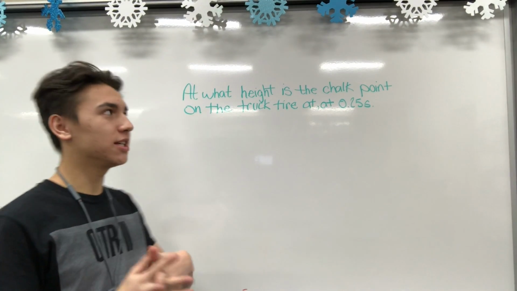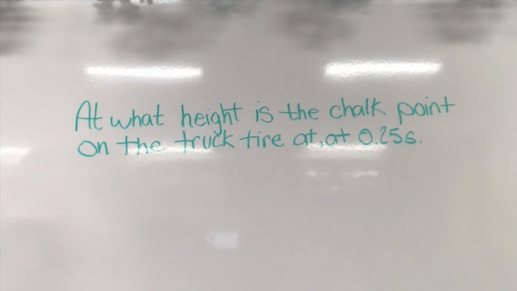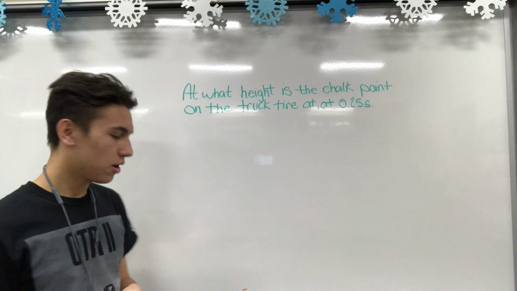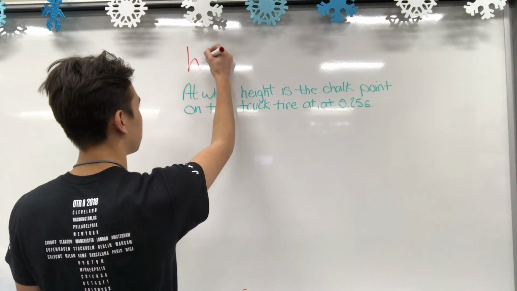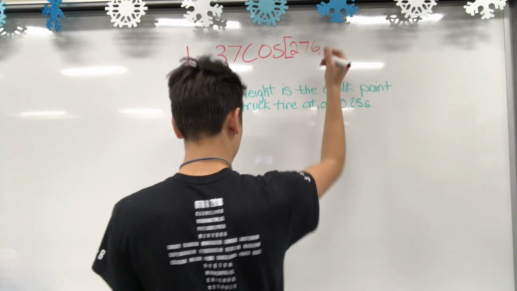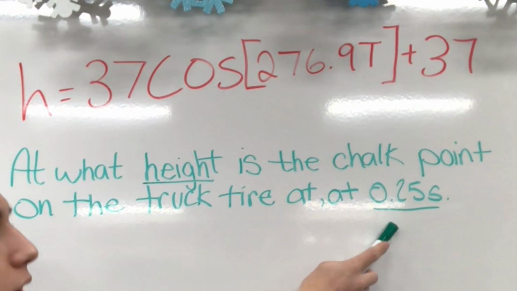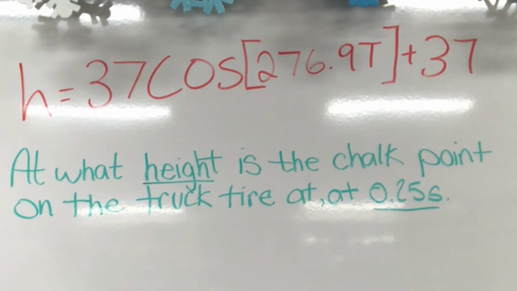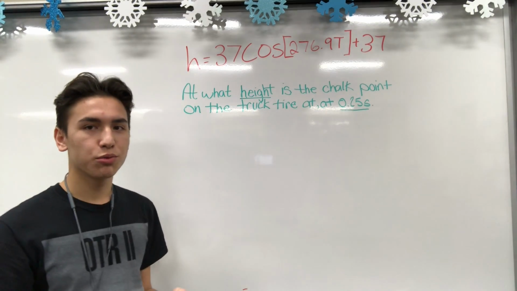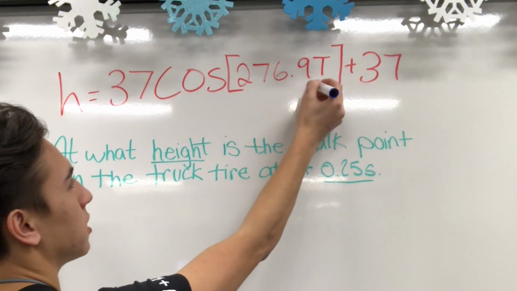So our first question is, at what height is the chalk point on the chalk at 0.25 seconds? So if we know that our equation is h equals 37 cos 276.9t plus 37, then we can use the fact that it takes 0.25 seconds to reach the height, and we can solve for the height. So first I will restate the equation inserting t.